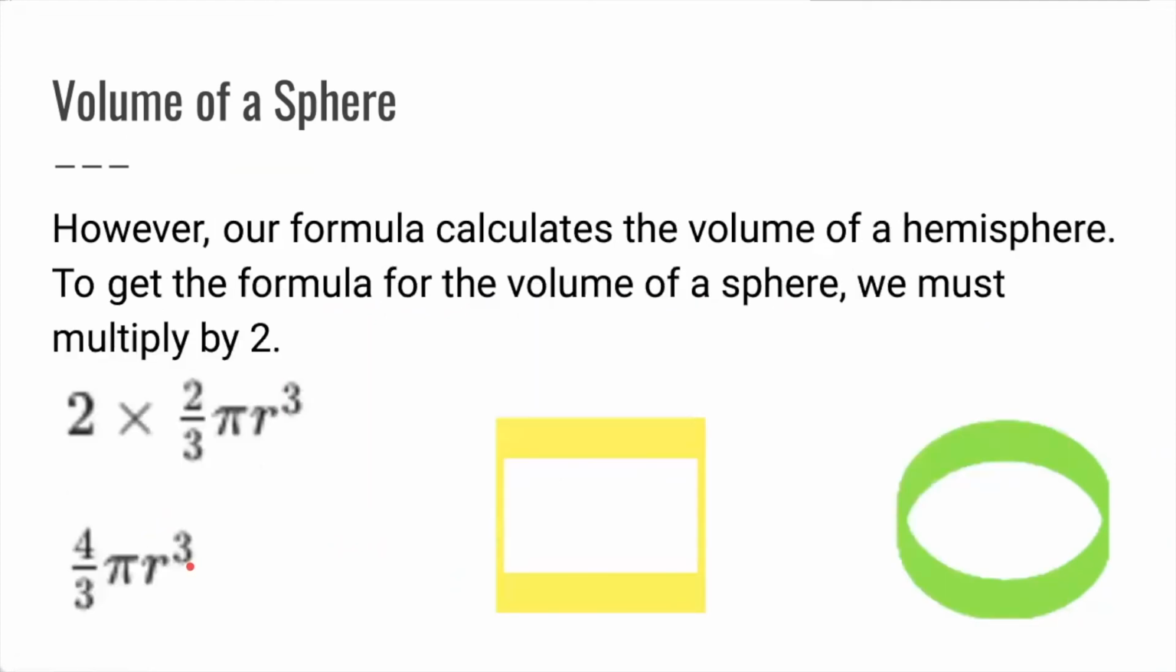And this is the formula for the volume of a hemisphere. And to get the formula for the volume of a sphere, we must multiply by 2 to get 4/3 pi r cubed. And that is the volume of a sphere.